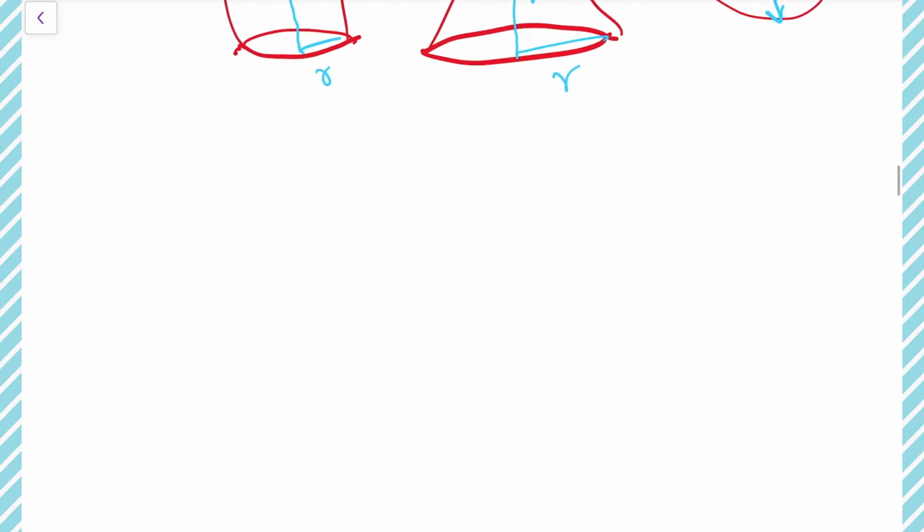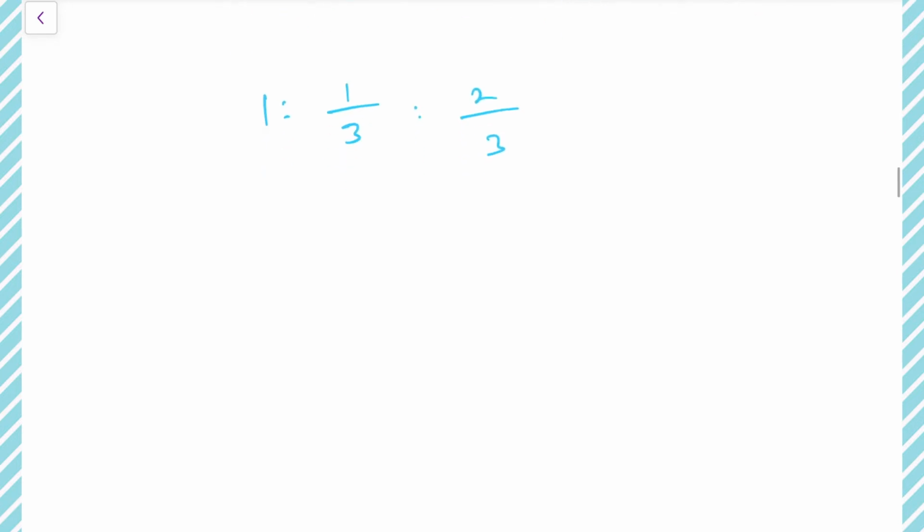1 is to 1 by 3 is to 2 by 3. Now to make this all clear, I will multiply everything with 3 here. 1 into 3 is to 1 by 3 into 3 is to 2 by 3 into 3. So we remain with 1 3s are 3 is to 3 3 will get cancelled, 1 3 3 will get cancelled. So the volumes of the figures cylinder, cone and hemisphere are in the ratio of 3 is to 1 is to 2.